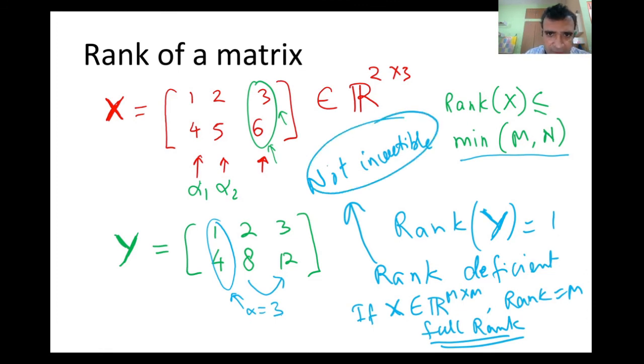You can think of it this way: whenever you have matrices that are not square, they are not invertible. You cannot invert them. They are rank deficient anyway. So inverse is anyway defined for square matrices.